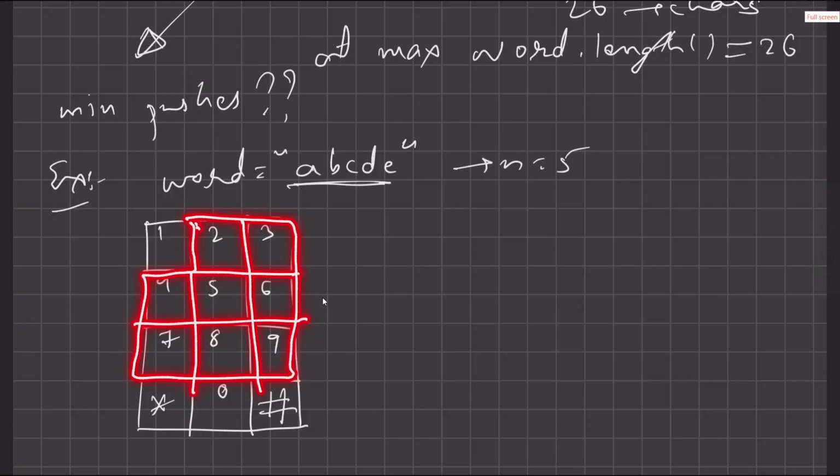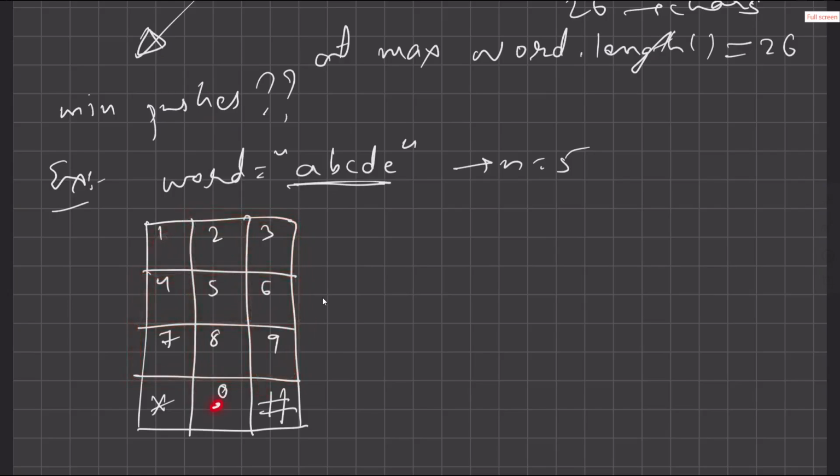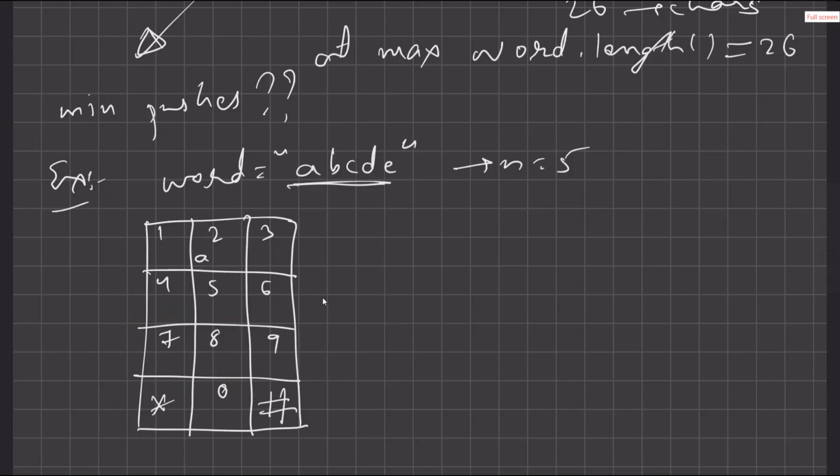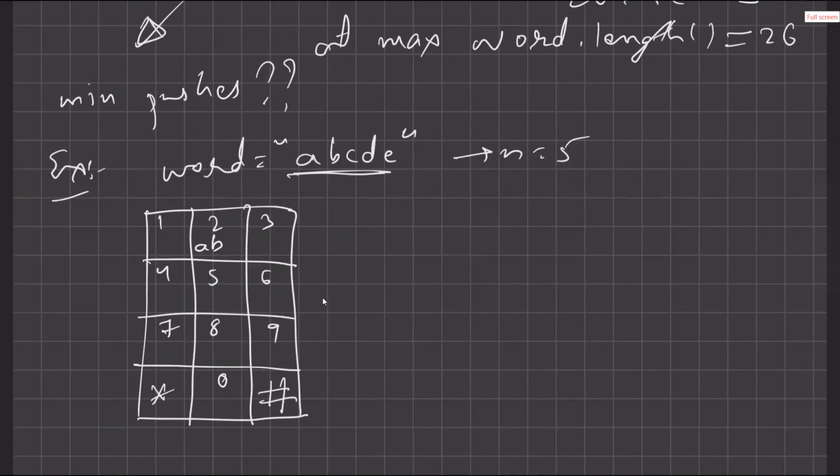because in the question they have said that for 1, 0, star and hash, the character will not be present. So which means we have just 8 places to fill the characters. So I'll fill character A here first, and let's say if I place character B here. What will happen is, in order to type B, you'll have to type 2 times.